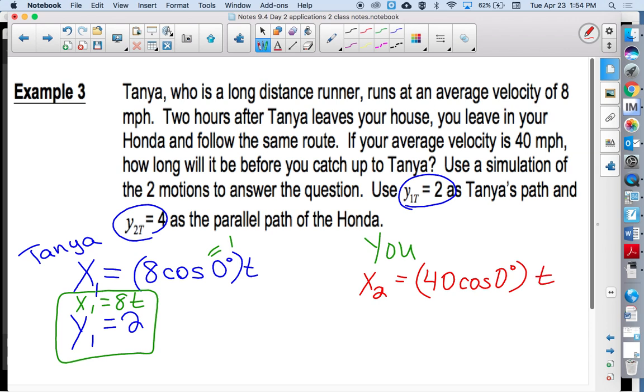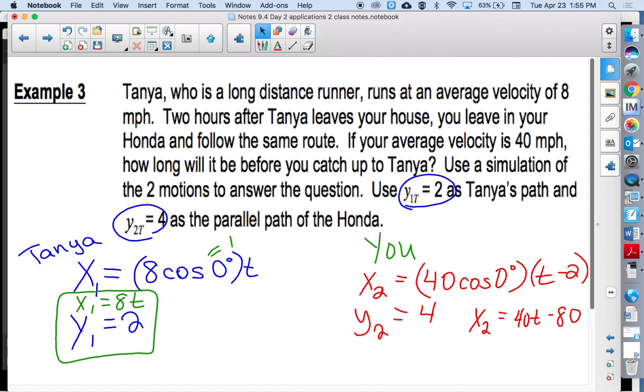So I can't put a t here because that means I leave at the same time as Tanya. How would you write 2 hours later? Virginia? T plus 2. Not plus 2, because that means you leave 2 hours before Tanya. Right, t minus 2. So that t represents Tanya's time. Minus 2 says 2 hours after Tanya has left. And again, y2 is equal to 4. So this equation for x would be 40t minus 80.